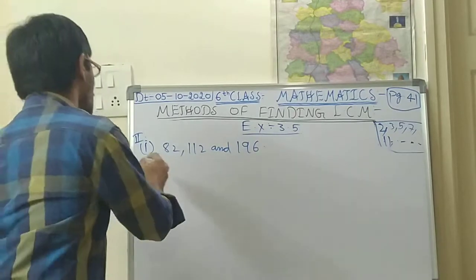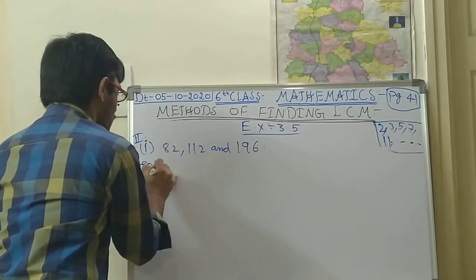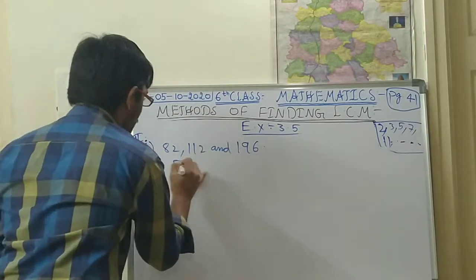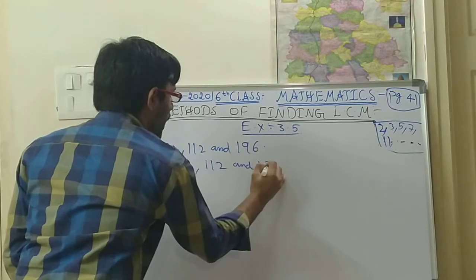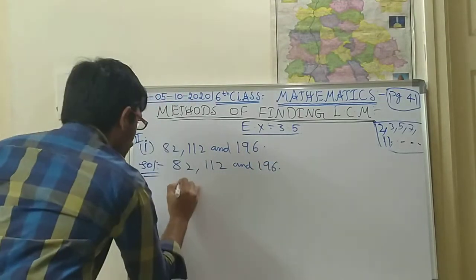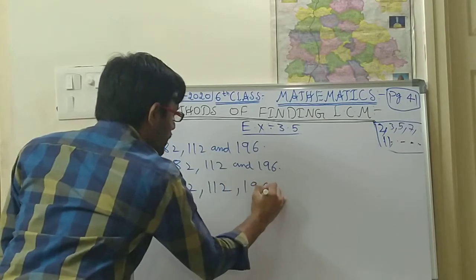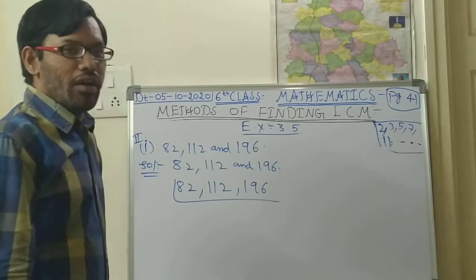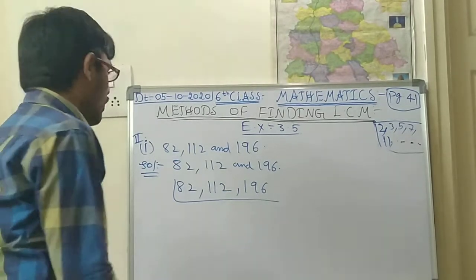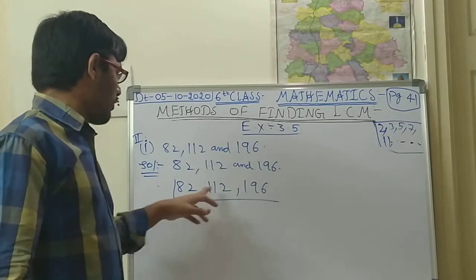So how to do? Just now we have explained how we have done the division method. So first step as it is: 82, 112 and 196. First what we should do? We should write the three numbers 112, 196. Three at a time you should do the LCM. Three at a time you should do the prime factors. So three numbers commonly they will go in the two table.